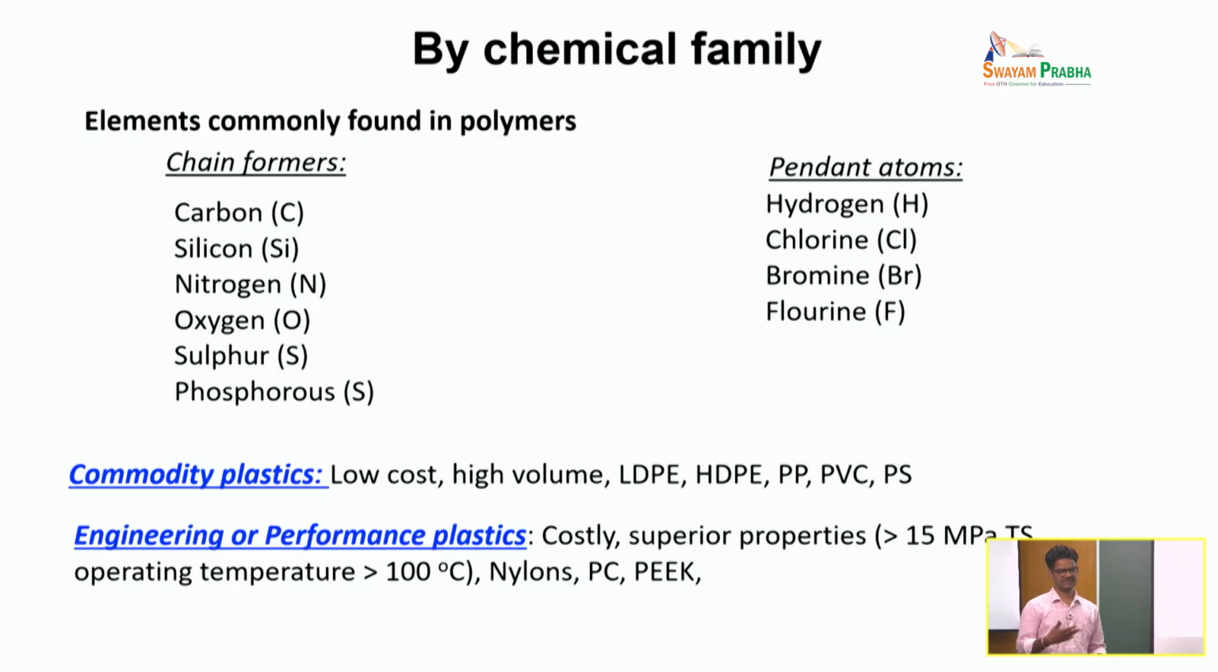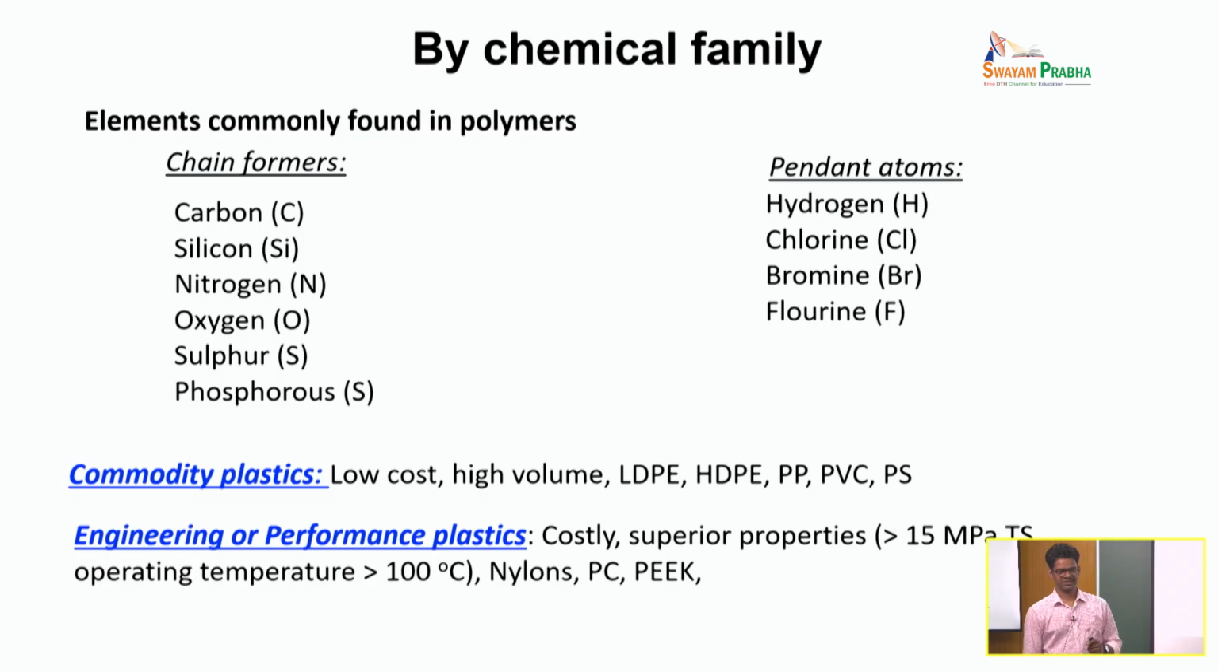And then we also say something called commodity plastics. It depends on the cost and use. There is a class of polymers which are low cost and produced in large volumes. Examples would be polyethylenes, polypropylenes and PETs, PVC, polystyrene, etc. And then there is another class called engineering plastics or performance plastics.